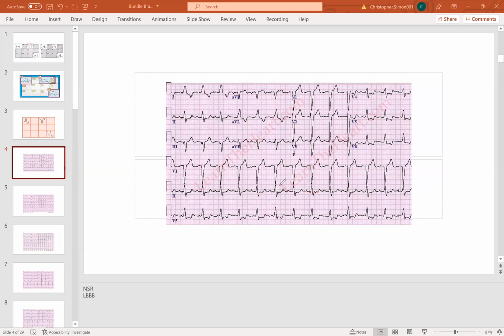And if I'm not sure, I will look across some other leads, and you got to look at the big picture, guys. So what do we see going on in aVL? We've definitely got some wide QRSs. V1, got some wide QRSs, okay? So we have wide QRSs.